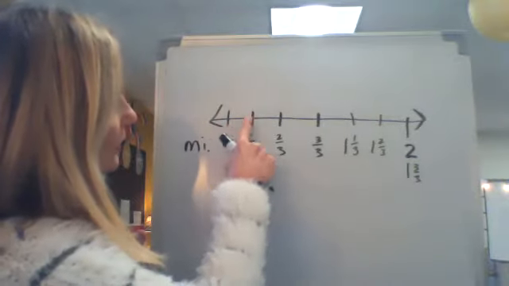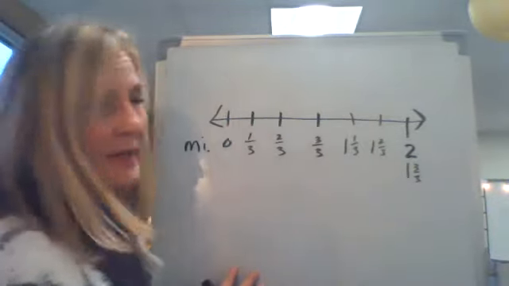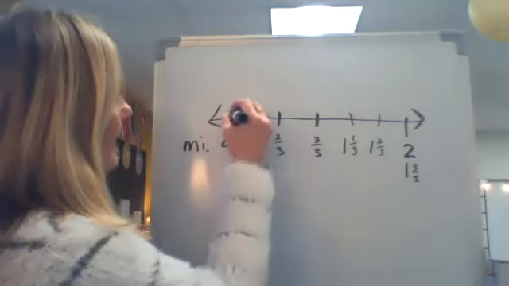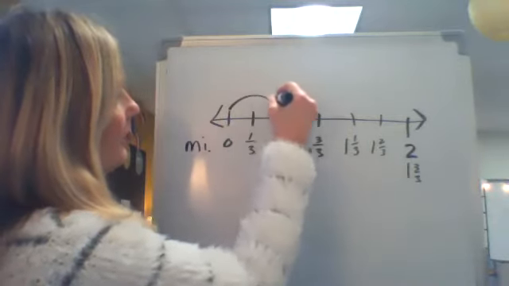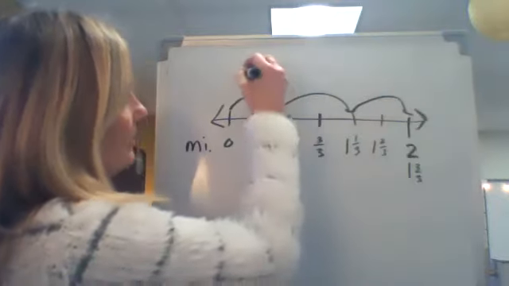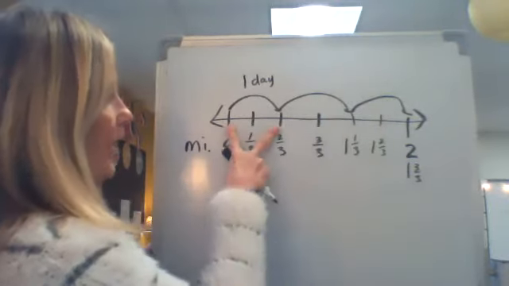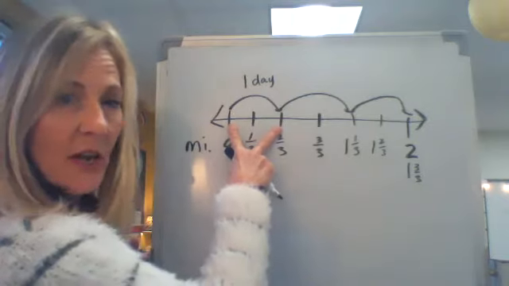So how many sections are there? 1, 2, 3, 4, 5, 6. There's 6 sections in my number line. That makes it easy for me to see that if I was dividing this among 3, there'd be that, that, that. So each day, day 1, day 2, day 3, how much distance did she cover?